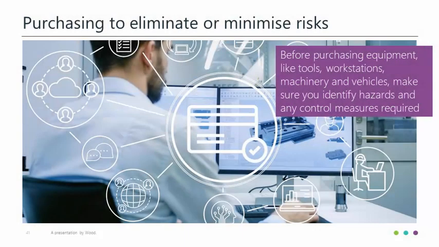I also just want to emphasise, before purchasing equipment like tools, workstations, machinery and vehicles, make sure you identify hazards and any control measures required. You should always check whether the item has been designed so it can be used safely and best matches the needs of your workers. Where possible, you should consult your workers to ensure that you have a clear understanding of the tasks the workers are performing and the hazards and risks to be eliminated. Talk to designers and engineers so consideration can be given to the design implications on the manual task performed.